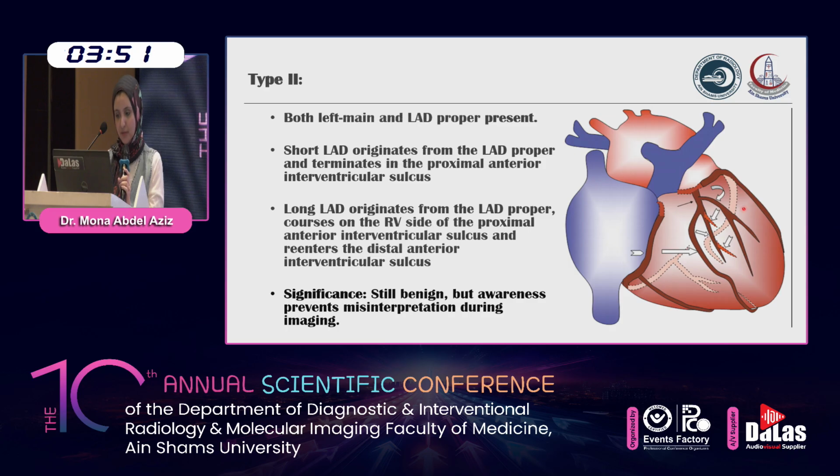Type 2: the same as we said, the left main and the LAD proper are present and also give the short LAD, which passes the same way in the proximal interventricular sulcus, while the long LAD here, instead of passing on the LV side, passes on the RV side of the interventricular sulcus to re-enter again at the distal interventricular sulcus. It's still benign, but you should be aware of it to prevent misinterpretation during imaging.